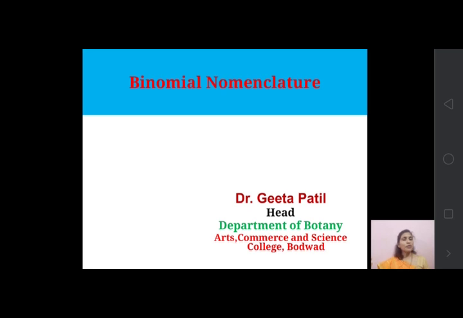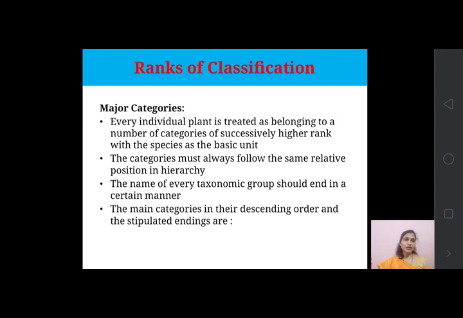Without giving the name to a particular plant, anyone cannot do the further things related with that plant. So it is necessary to give the name; nomenclature is a very important part of the taxonomy. Okay, so let's start with the binomial nomenclature.